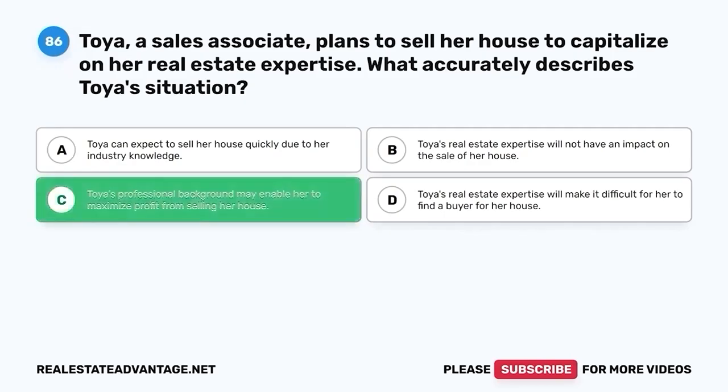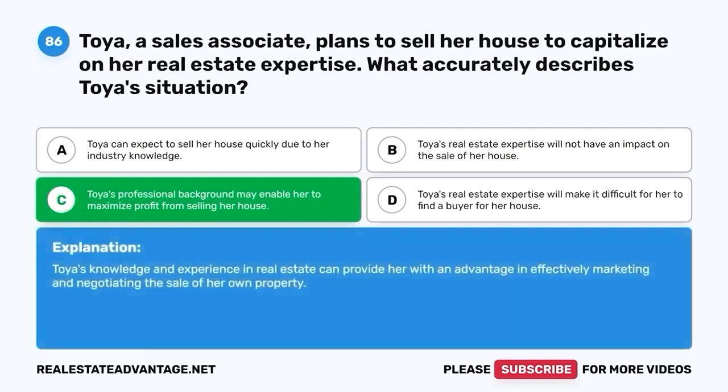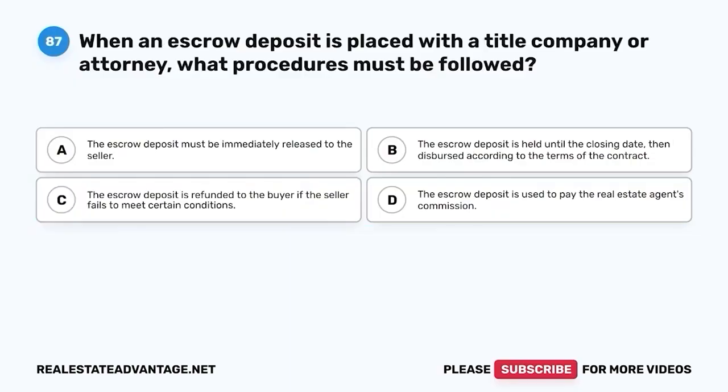The correct answer is C. Toya's professional background may enable her to maximize a profit from selling her house. Toya's knowledge and experience in real estate can provide her with an advantage in effectively marketing and negotiating the sale of her own property. Question 87.